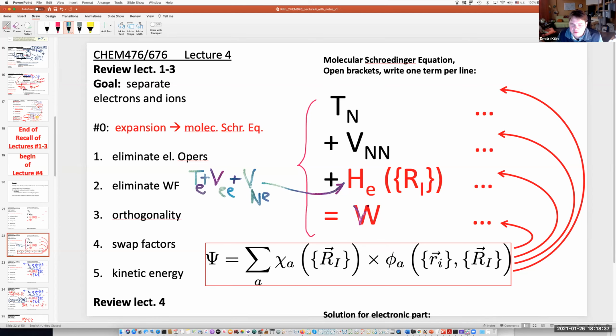What is W? Hamiltonian. Hamiltonian is here, and W after the equal sign is, if you put little hats everywhere, W doesn't have a hat. It is the eigenenergy. Okay? And then, everywhere here where I have the three dots, I'm going to plug in this overall wave function of the molecule.